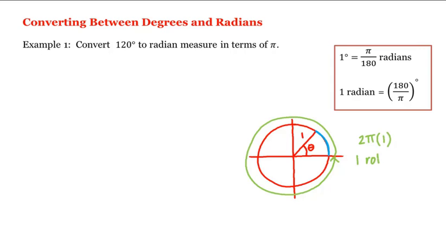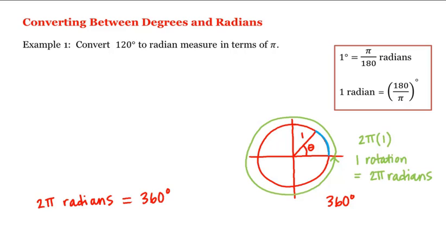Therefore, one rotation measures 2 pi radians. And what is the degree measure of one full rotation? Isn't that 360 degrees? So regardless of what measure we use to measure one full rotation, the measure has to be the same. That is, 2 pi radians is equal to 360 degrees, or dividing both sides by 2, we get pi radians is equal to 180 degrees.